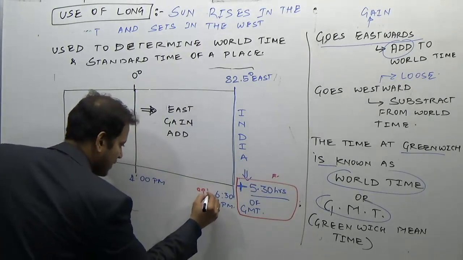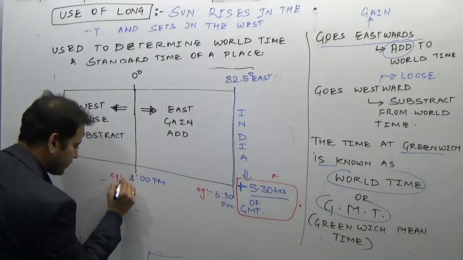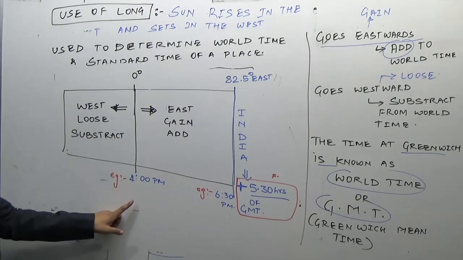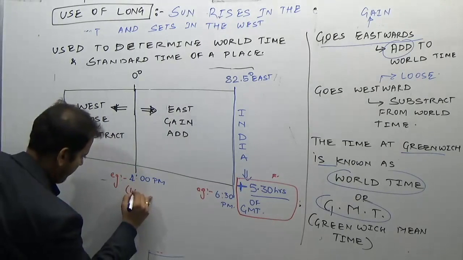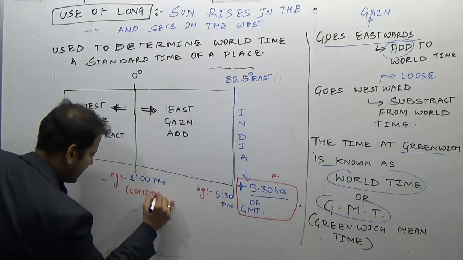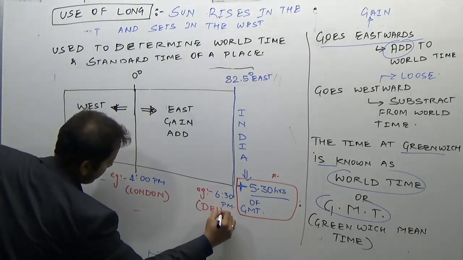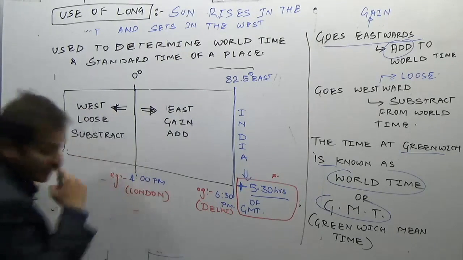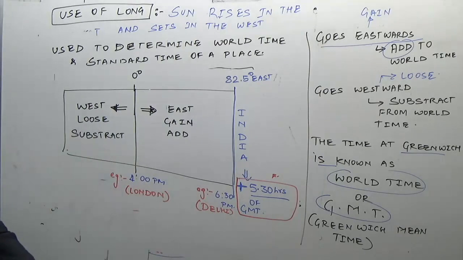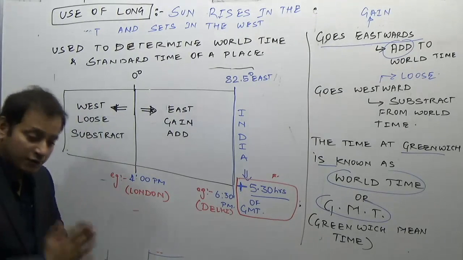Example: if it's 1 o'clock here in London, then it will be 6:30 p.m. in Delhi or Madras or any other place, because India is following only one time zone. So we gain time eastwards. This is what you have to remember.